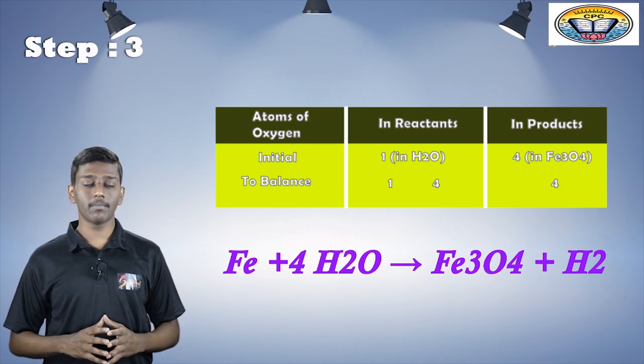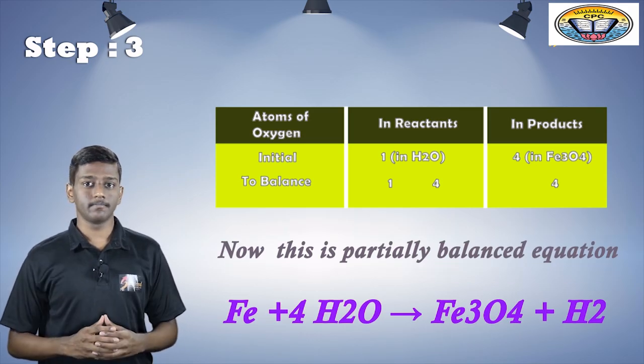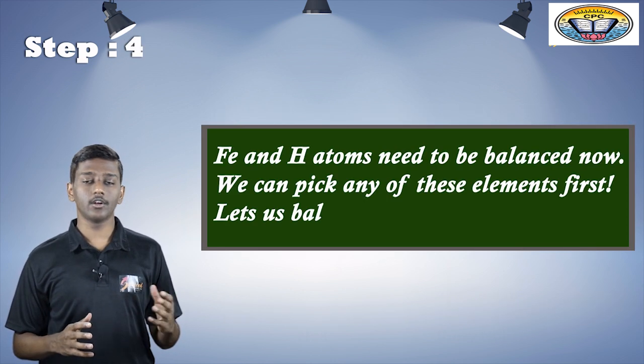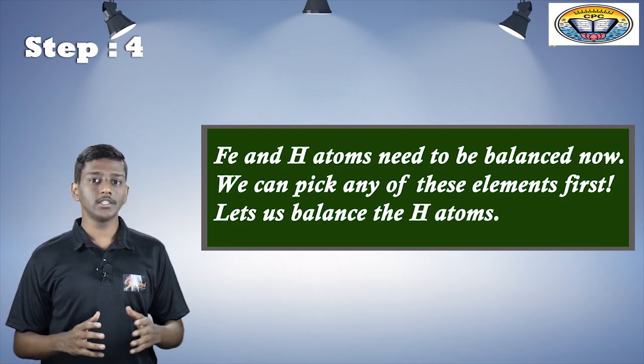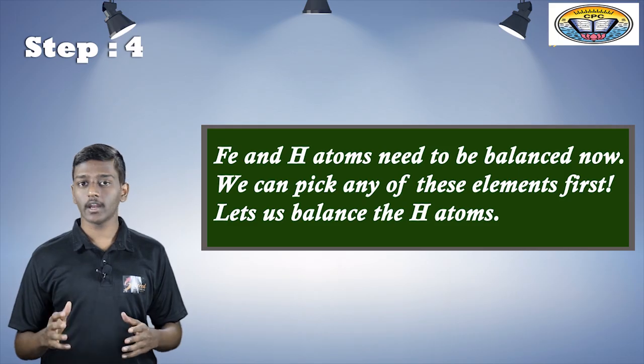This is a partially balanced equation. Now let us move on to the next step. Step 4. Iron and hydrogen atoms are yet to be balanced. We can choose any of these atoms. Let us take the hydrogen atoms and try to balance it.